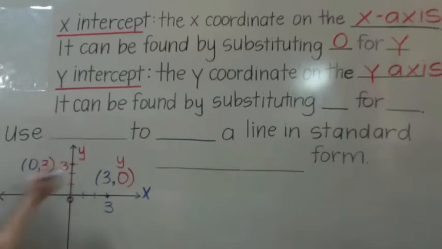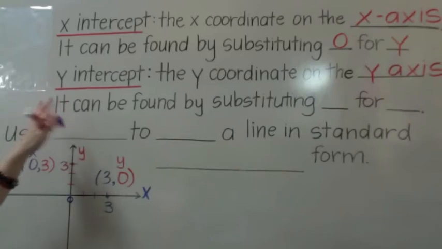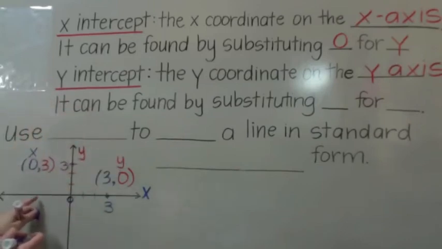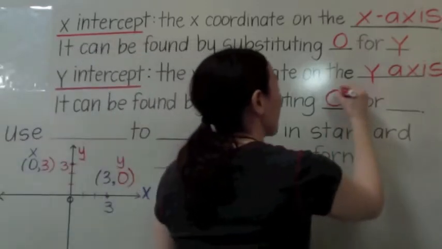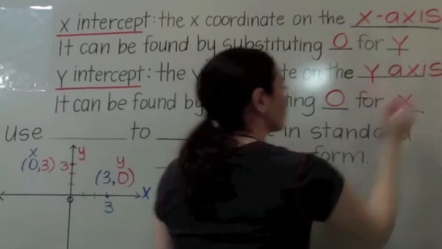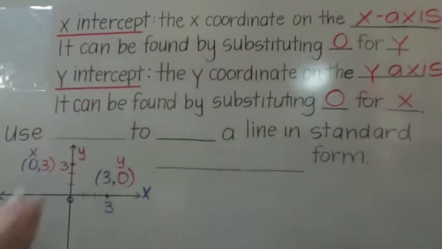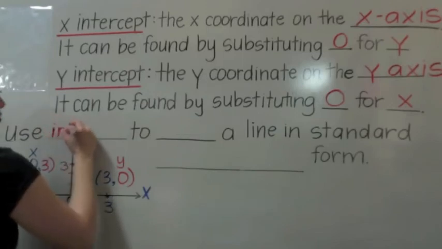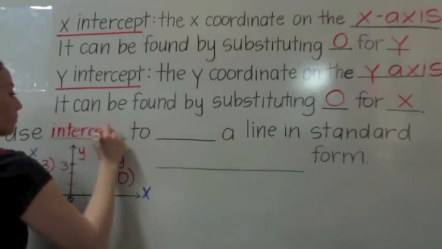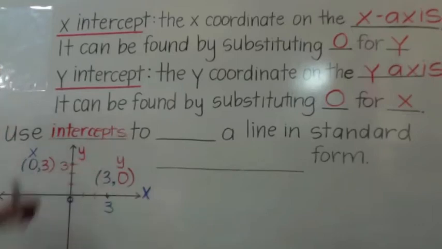And that's because our x-coordinate is 0, but our y-coordinate is 3. So the y-intercept can be found by substituting. What are we going to substitute? 0 for x. Okay? All right, cool. Now, how do we use intercepts? Basically, we're going to use intercepts. Let's write the word intercepts. Intercepts. Okay, you have an x-intercept and y-intercept.